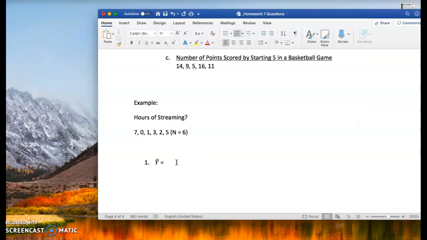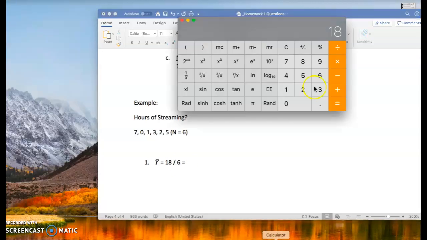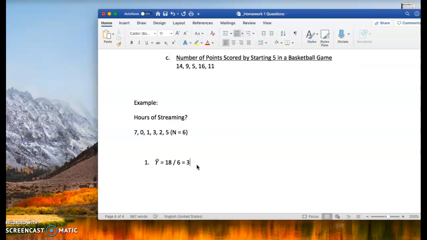So sigma Y so far is 18. And remember, we have to divide it by N. And in this case, it's 6. So we have 18 divided by 6. And that comes out to 3. What are we looking at again? We're looking at hours of streaming. So the average hours streamed by this group was 3 hours. That's the first step. We have to find the average before we can do the next part, which is our flow chart.